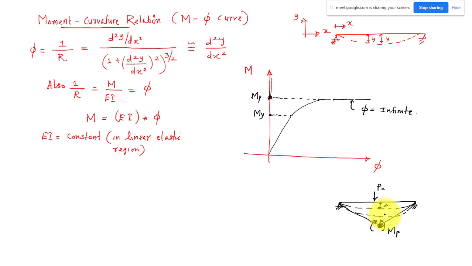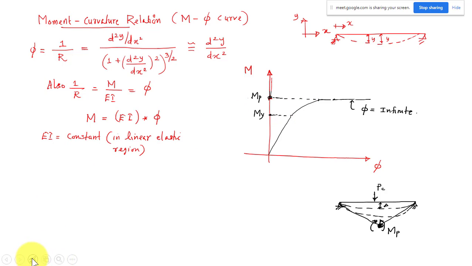And if you maintain that moment at that state, the curvature will keep on increasing. That is indicating your collapse stage finally. That is what this diagram is saying. This is your moment curvature curve. Initially it will be linear, and up to some point, that peak value is the yield moment. After that we have a transition.